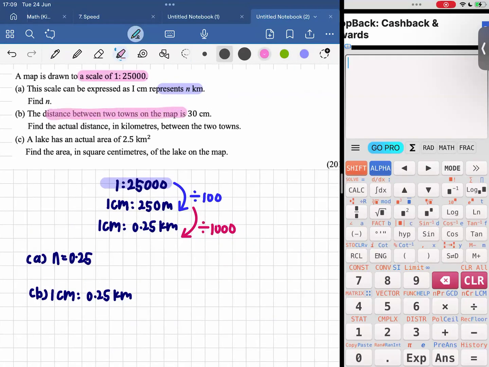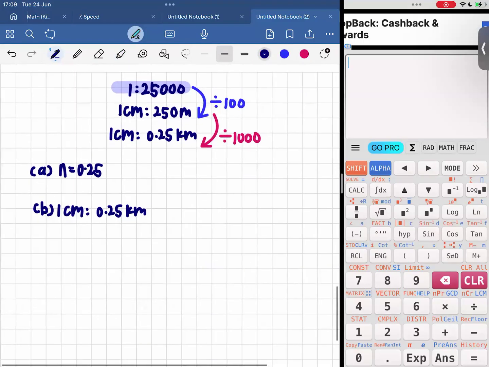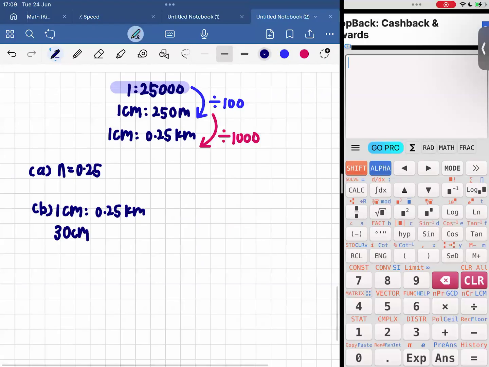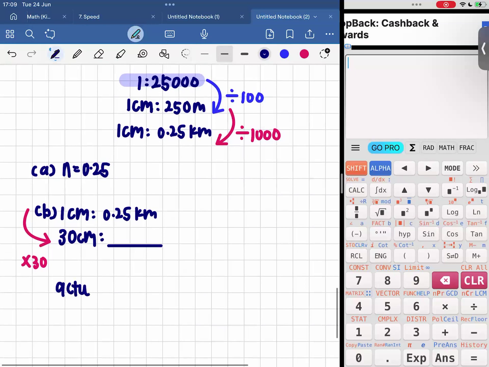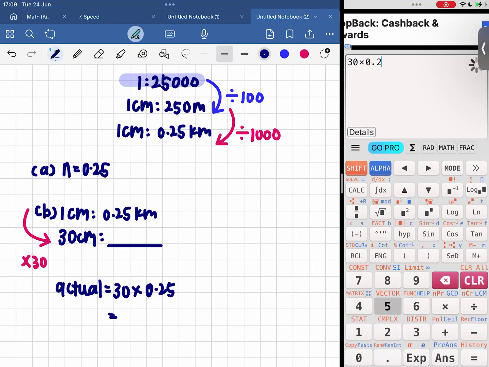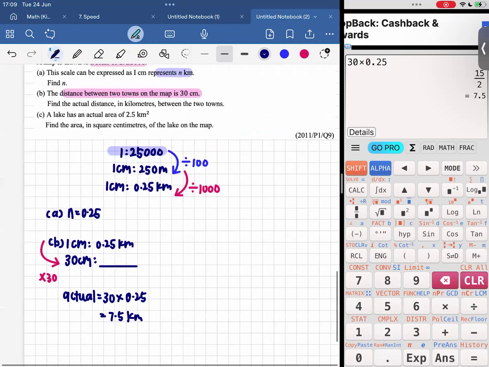Okay, let's look at the next part. They say that the distance between two towns on the map is 30 cm. So that means from here, 30 cm, what is the actual distance? How do you do that? From here to here, you multiply by 30. So do the same. For the actual distance, just take 30 times 0.25 kilometers. So 30 times 0.25 will give me 7.5 kilometers.